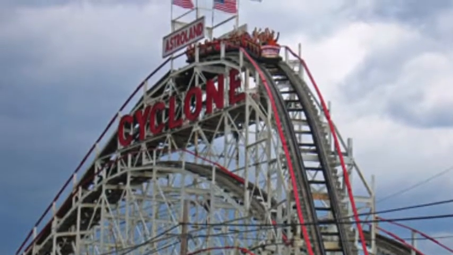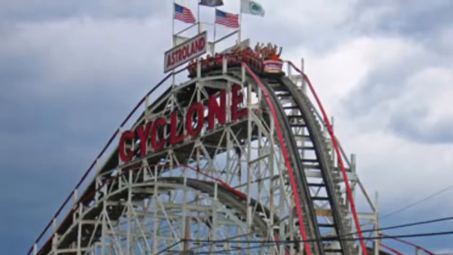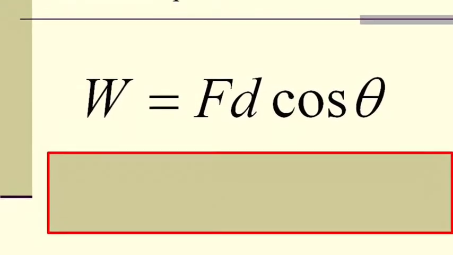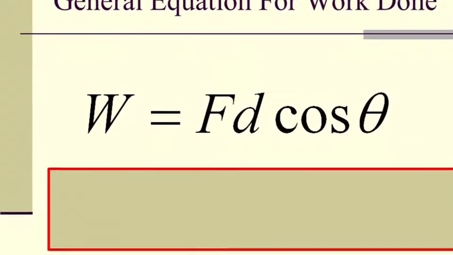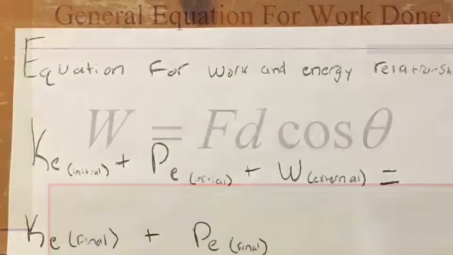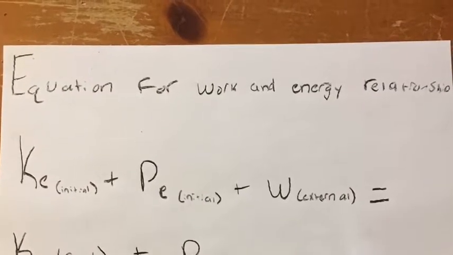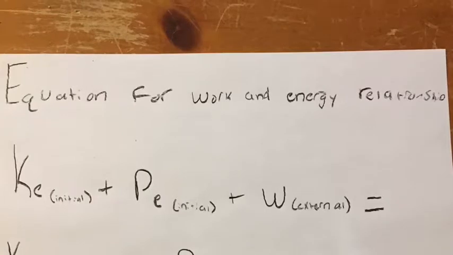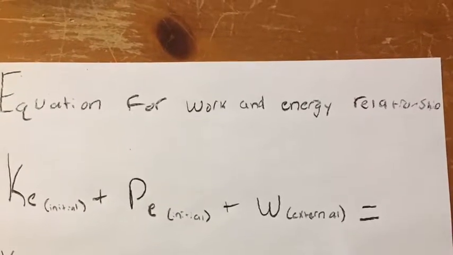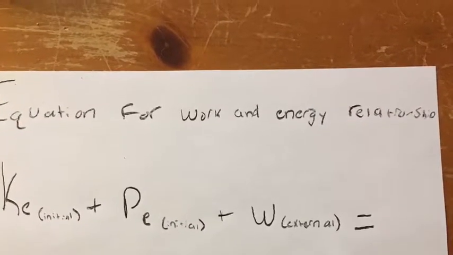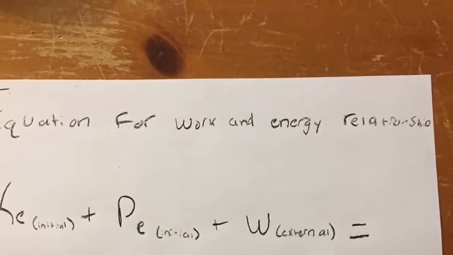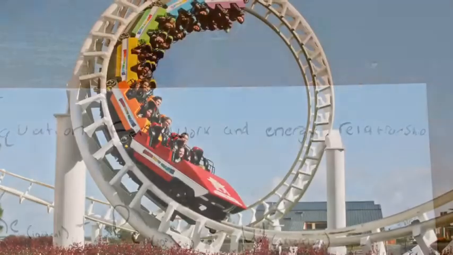Work is done in a roller coaster. Work is done when a force that is applied to an object moves that object. The equation for work is work equals force times displacement times cosine of theta. The equation for the work and energy relationship is kinetic energy initial plus potential energy initial plus work external equals kinetic energy final plus potential energy final.